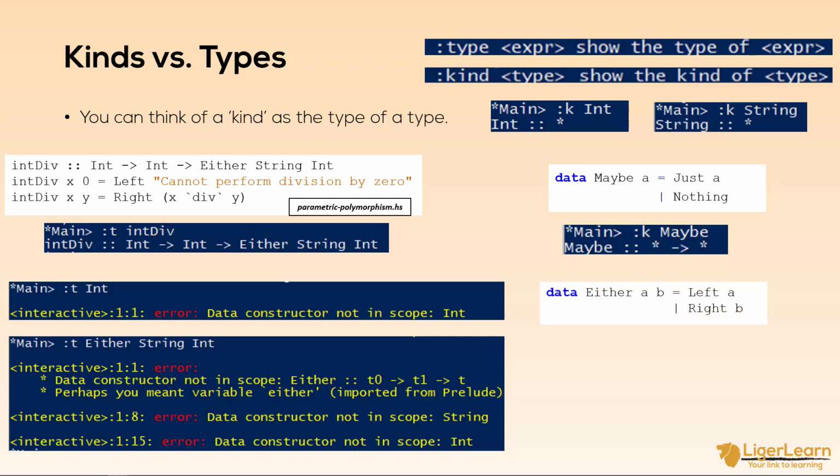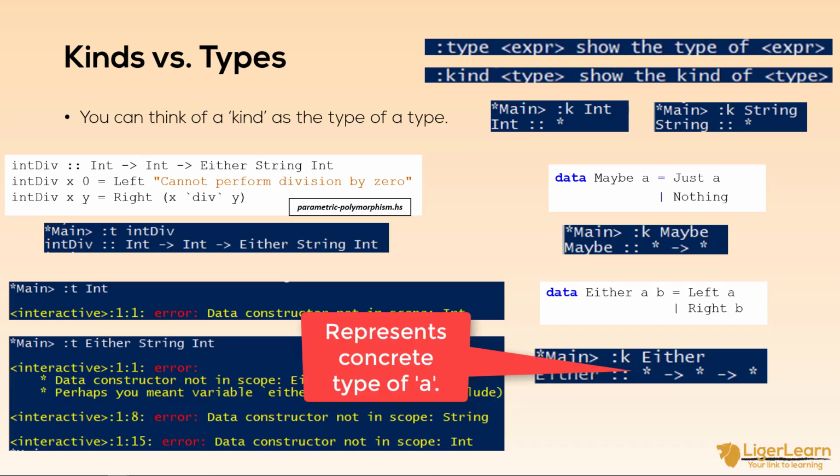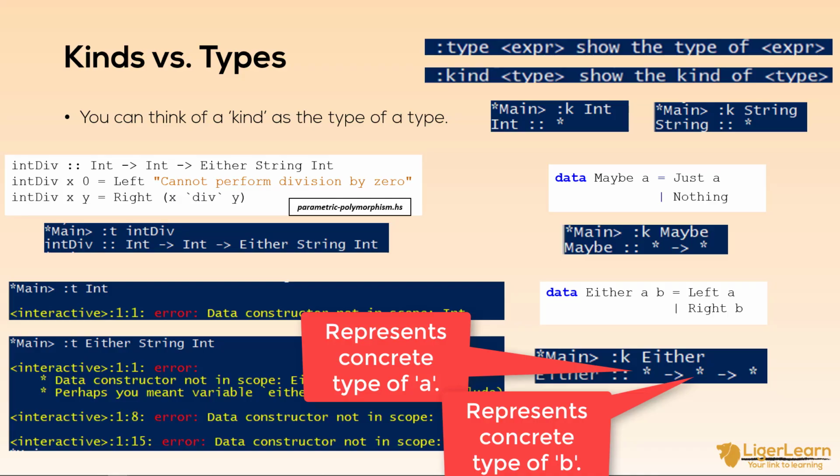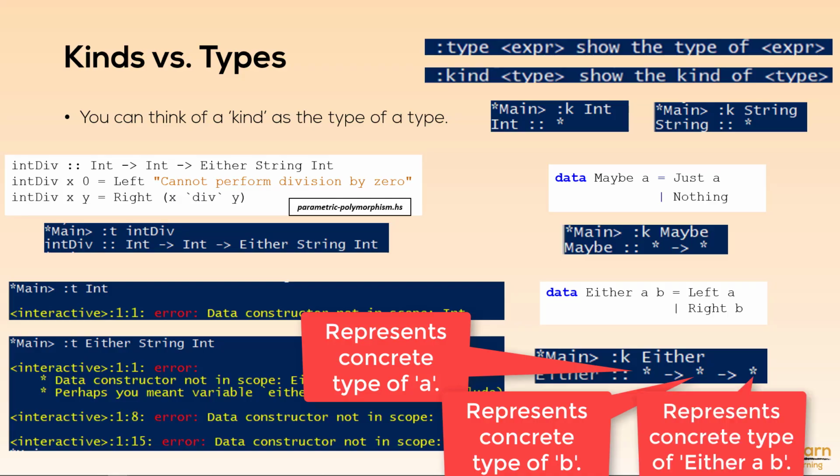Finally, let's look at the Either type. As a reminder, here is the definition of the Either type. It takes two type parameters, which it calls a and b. Can you guess what the kind of the Either type is? Well, since it takes two type parameters, its kind is star, arrow, star, arrow, star. The first star represents the a type parameter, the second star represents the b type parameter, and the final star represents the concrete type which is returned.